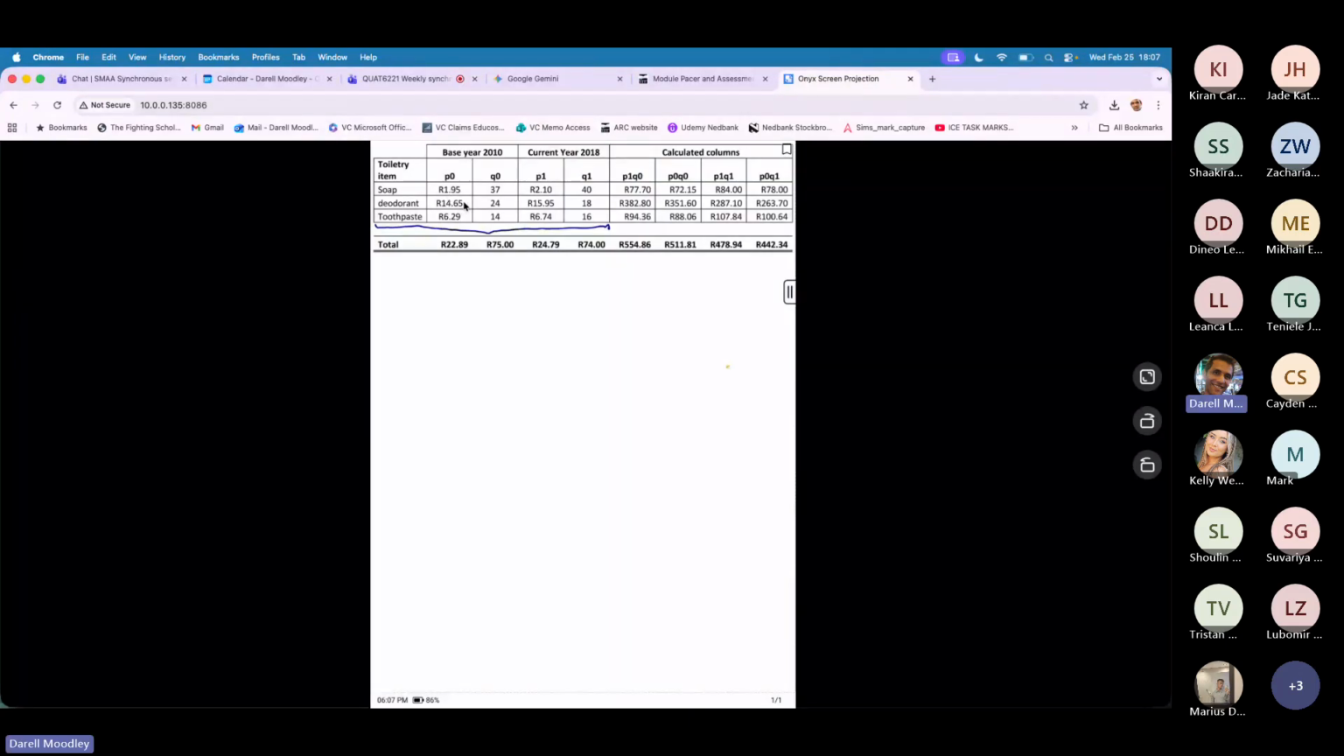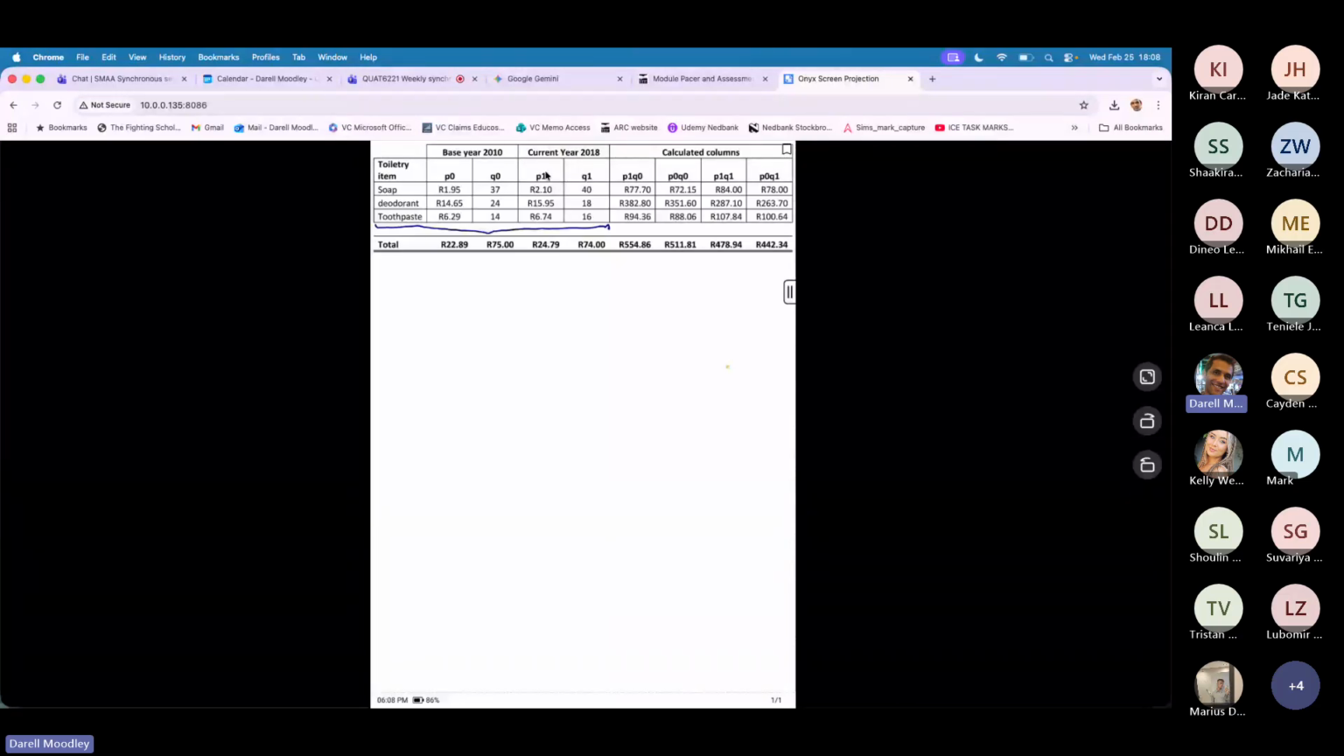And for deodorant, it's 1465. And toothpaste, 629. Okay, the Q0, as I said, the naught just represents the base year. So the Q is the quantity of that item. So soap, 37 items typically sold, and deodorant is 24, and toothpaste is 14. All right. Now let's move on to the current year, which is 2018. Now we are going to compare 2018 to 2010.